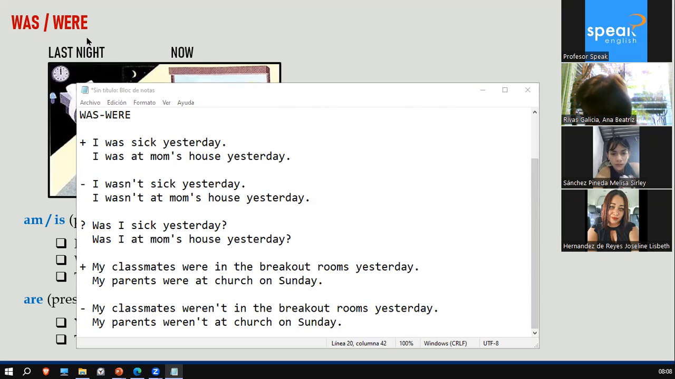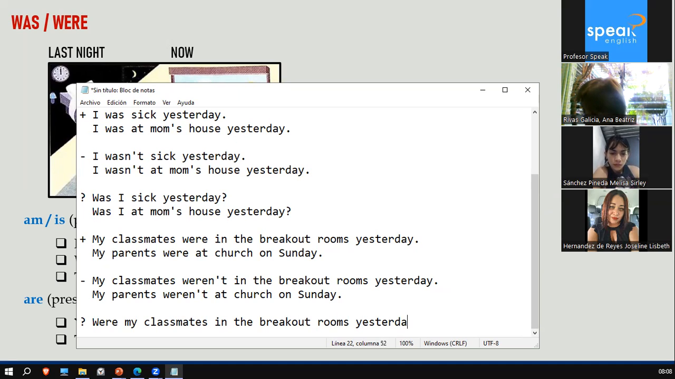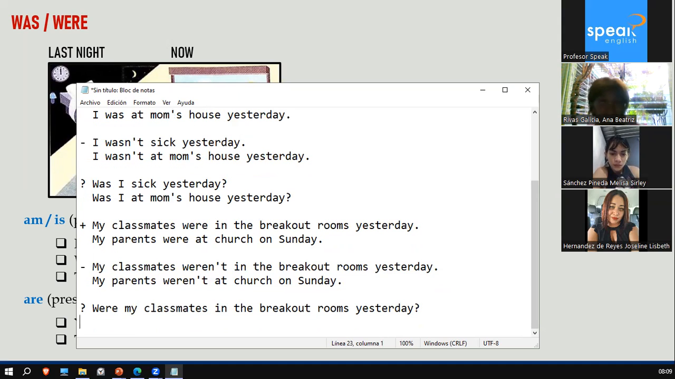For these two examples, if it's a question form, again we are going to use the verb be. Where were my classmates in the breakout rooms yesterday? And the answer is no, they weren't, because yesterday you didn't work in the breakout room. No, they weren't.